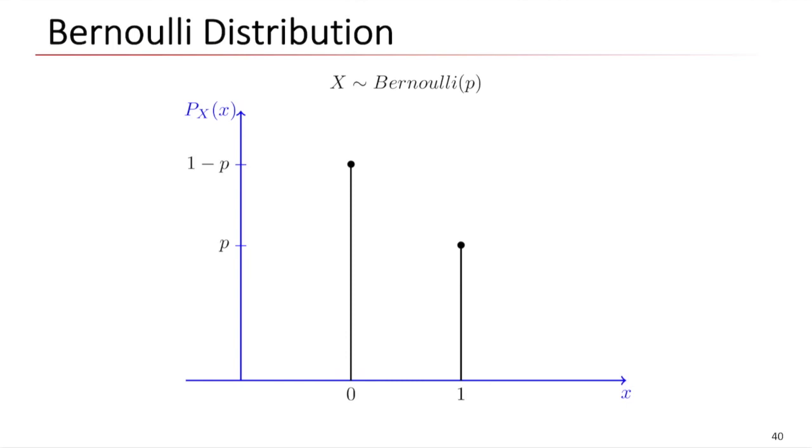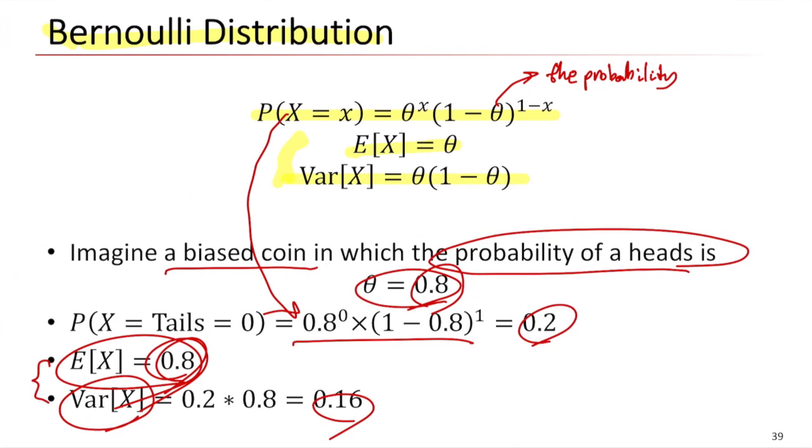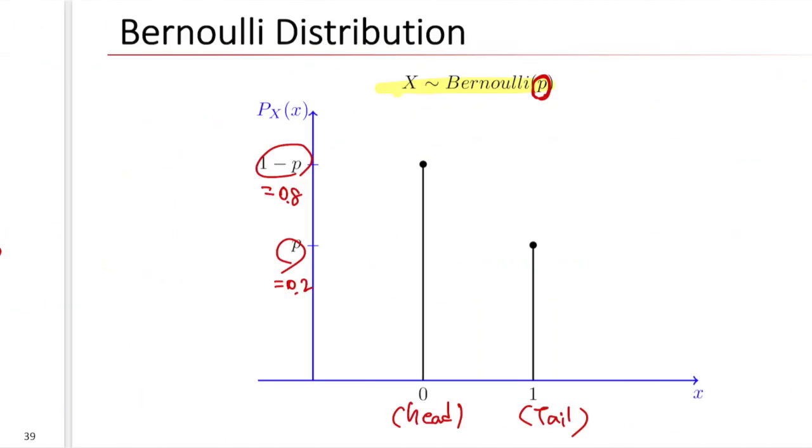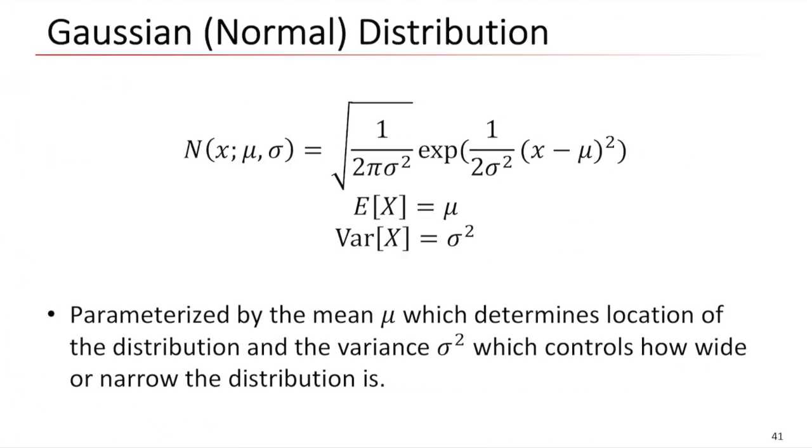This is the visualization of the Bernoulli distribution. In this case, there are two discrete random variables. The first one is the head case, the second one is the tail case. In this case, this probability was 0.8, this probability was 0.2, right? It is easily represented like this. It means that this Bernoulli distribution can be determined with only a single variable p. p is equal to theta in this case. Okay, so this is the Bernoulli distribution.